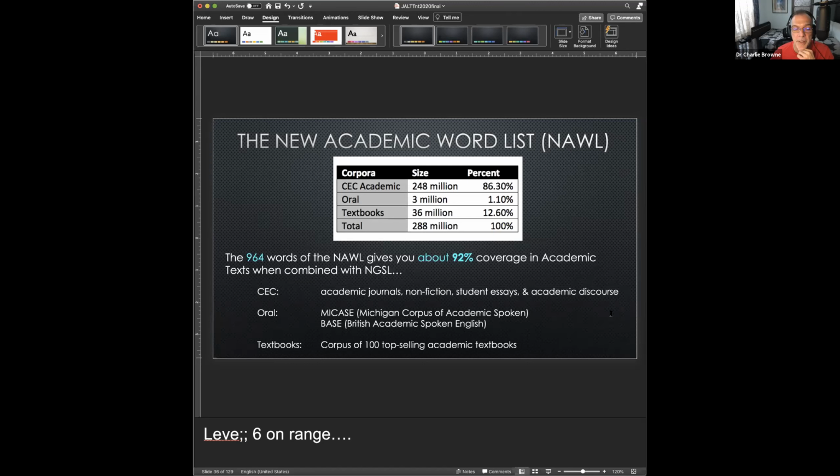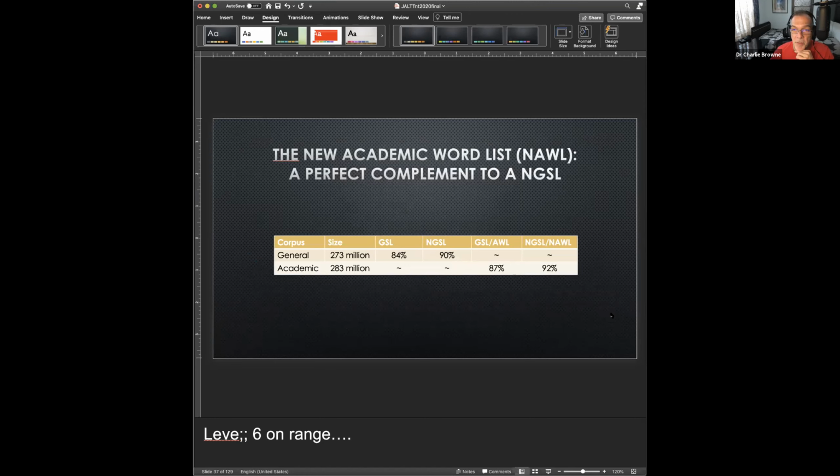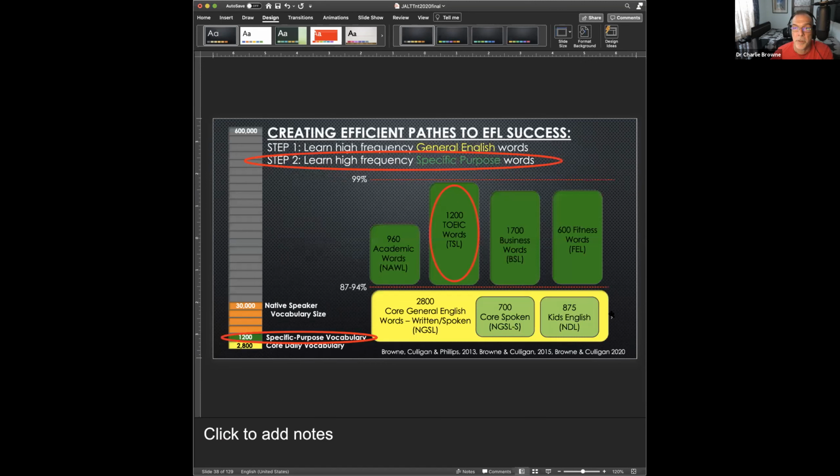We also created a corpus of 100 of the top selling academic textbooks. So it's a pretty good corpus and offers pretty good coverage. Significantly more coverage, in fact, than the old general service list combined with the old academic word list, the very good list by Averil Coxhead. Those two together offer about 87% coverage. Our two together are offering about 92. So it's a pretty efficient list, and definitely recommend it if your students have that kind of a purpose.